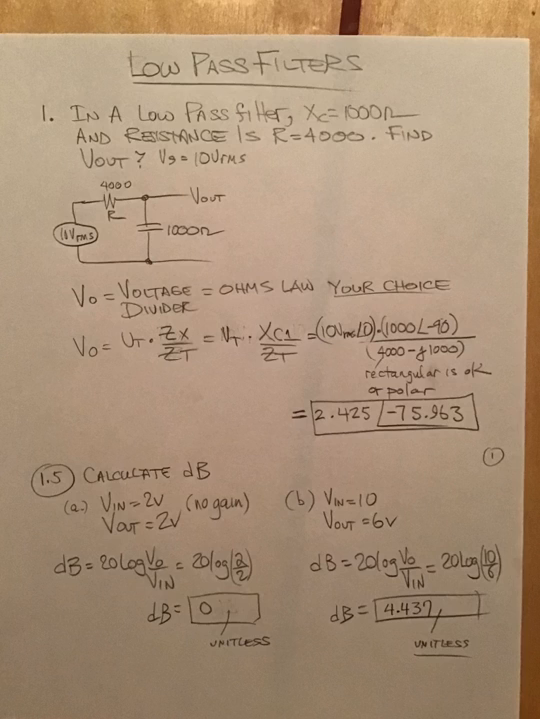Here we go. Okay, low-pass filters. There's a circuit. I'm working through some of your homework here. There's a low-pass filter circuit where you've got the X sub C of 1,000 ohms and a resistance of 4,000 ohms. Find the output voltage.